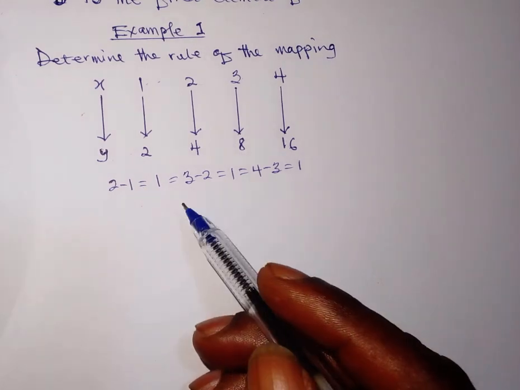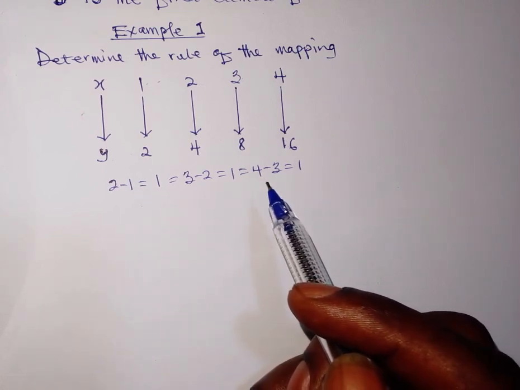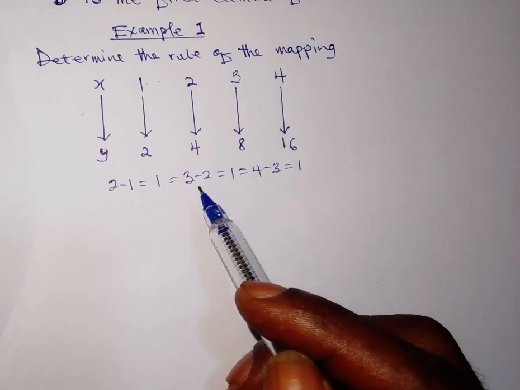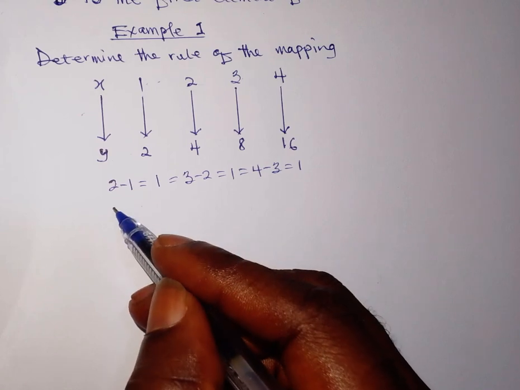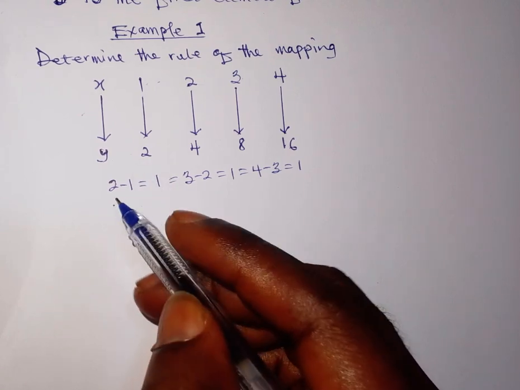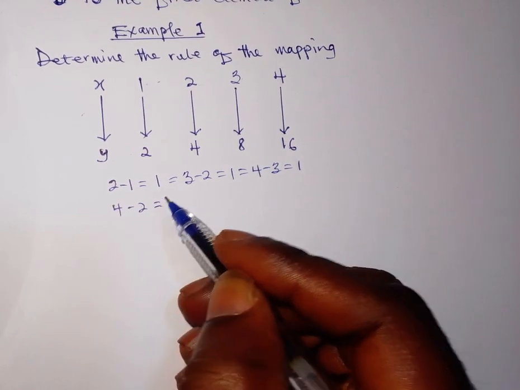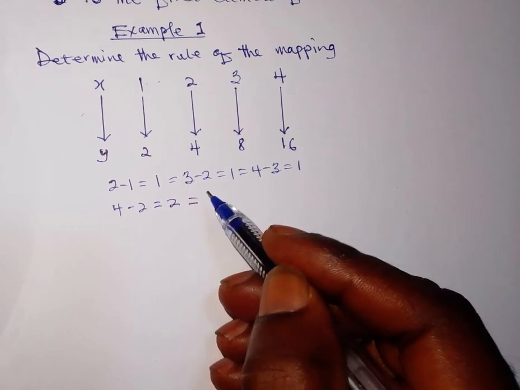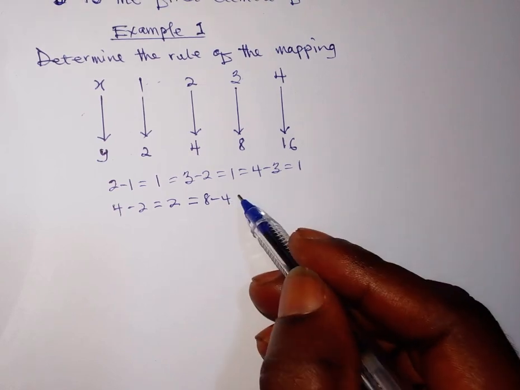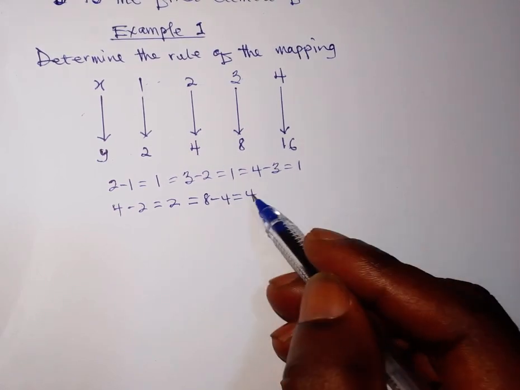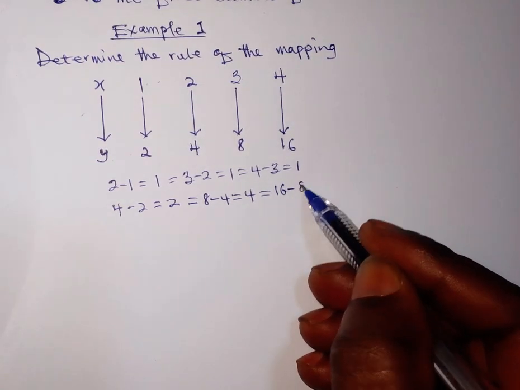But let's also test for the codomain. Once you test for the domain and you realize that you have a common difference, it doesn't mean you should end there. You should also test for the codomain. So if I subtract 2 from 4, am I going to get 2? Is it the same as when I subtract 4 from 8? No. This is going to give me 4. What about if I subtract 8 from 16? I'm going to get 8.